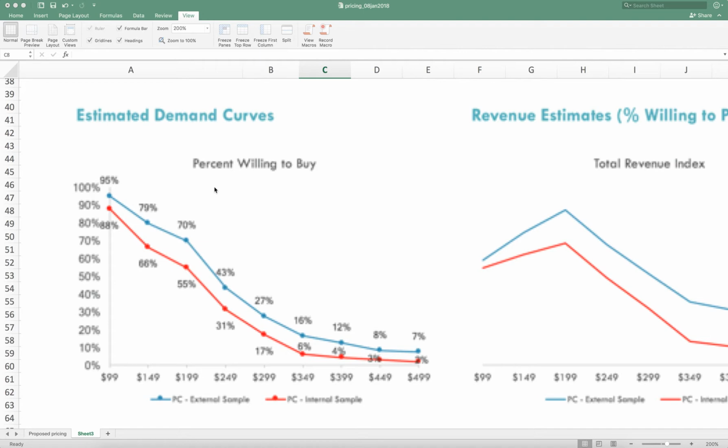We did some research and we asked people, hey, would you be willing to pay for Camtasia, my software, at a certain price point? And we did a sample, meaning we surveyed people that were external, people that weren't our customers. We also surveyed people that were our customers, so that's sort of the internal sample. But for our purposes, I'm just going to use this blue line, which are our non-customers. So if we were going to talk to people who haven't bought from us yet, how likely would they be to pay at a certain price?